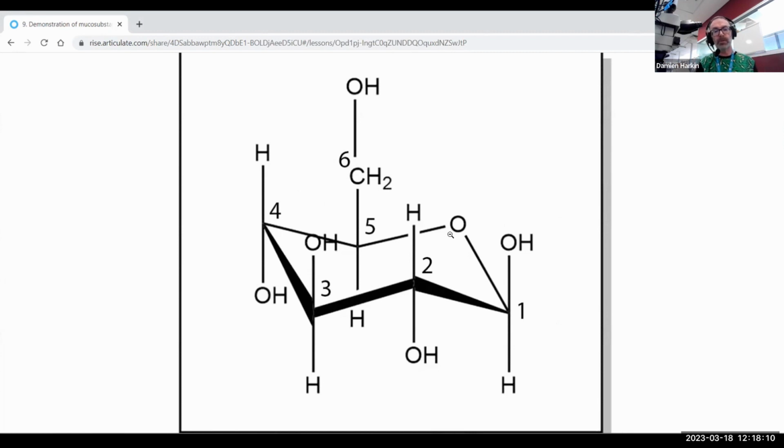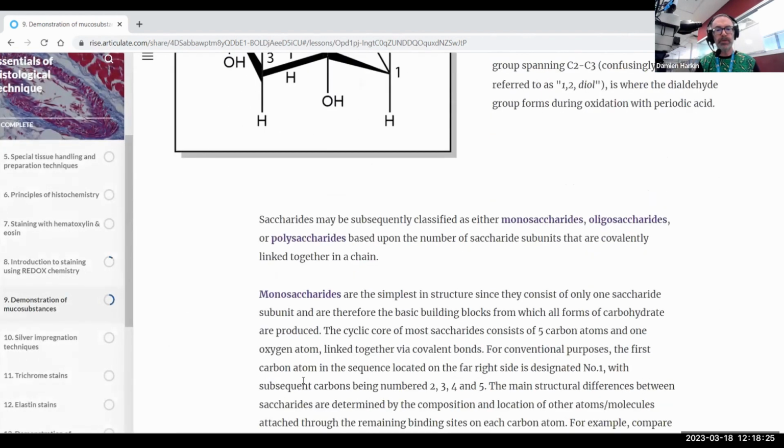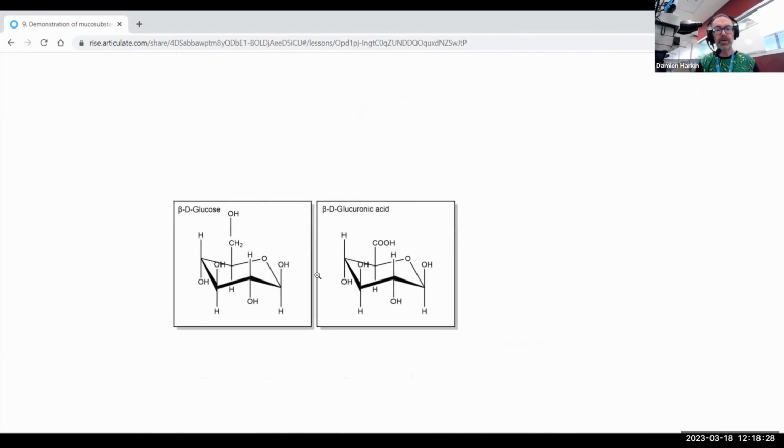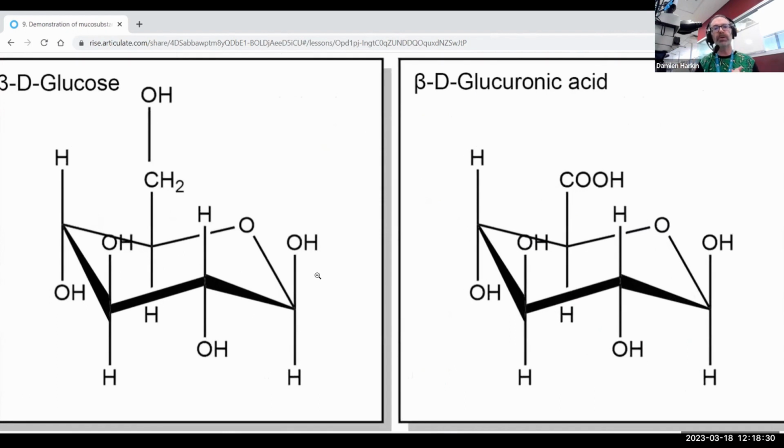Importantly, you'll note that there's only really hydroxyl groups and hydrogen groups, which are the functional groups found within this saccharide ring structure. Let's now compare that to this next figure, where again, we've got glucose on the left-hand side, but on the right-hand side, we have a saccharide structure which looks quite similar to what we have on the left, but this is actually referred to as beta-D-glucuronic acid.